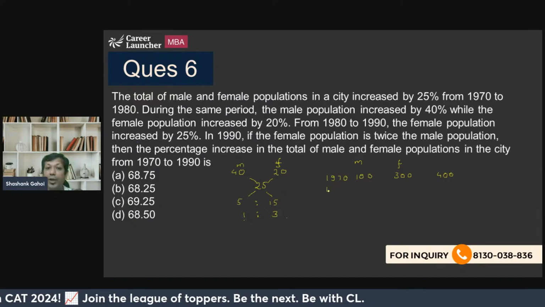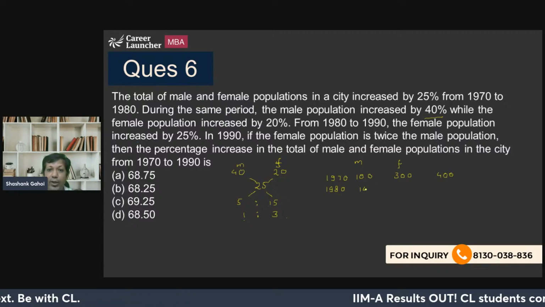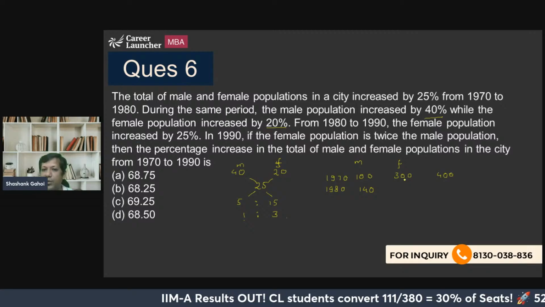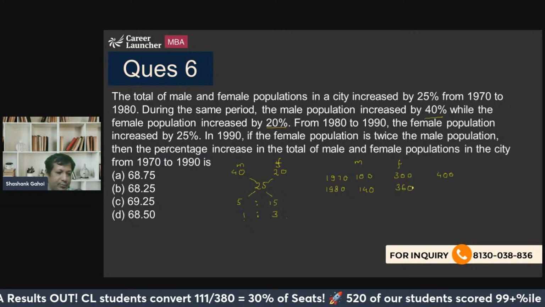Okay. Now what happened in 1980? Male increased by 40%. So male has become 140. Female increased by 20%. So 20% of 300 is 60. So female has become 360.